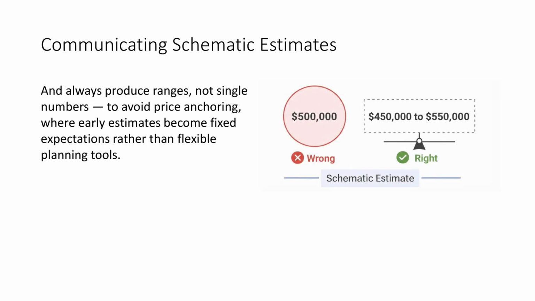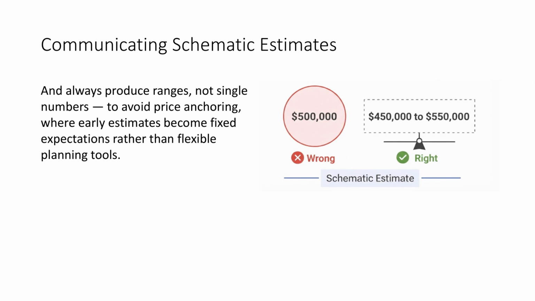Schematic estimates are built on incomplete information, so they must always be presented as ranges, not single numbers. A single number implies certainty that simply does not exist at this stage. The range communicates three things clearly. First, what we know. Second, what we don't yet know. And third, how sensitive the cost is to design decisions like size, height, and system choices.